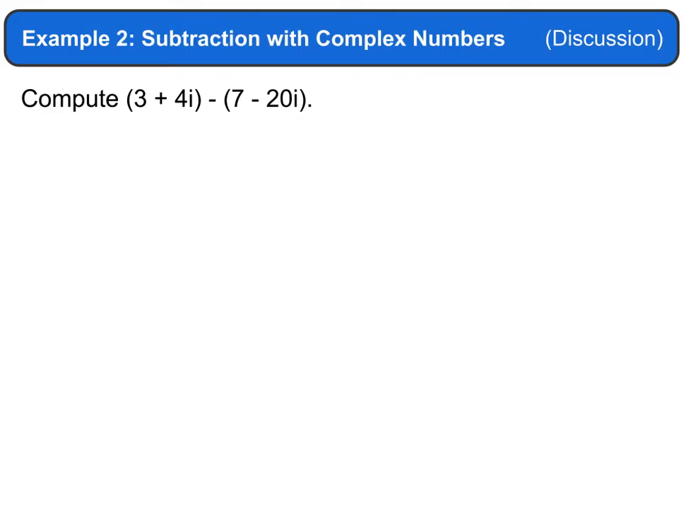In example 2, this is just subtraction with complex numbers. Same idea. So 3 minus 7 is -4. And then 4i minus -20i is +24i. Again, we always check to see if we have an i squared anywhere, because if we do, we'll replace it with -1. We don't see that in this case.